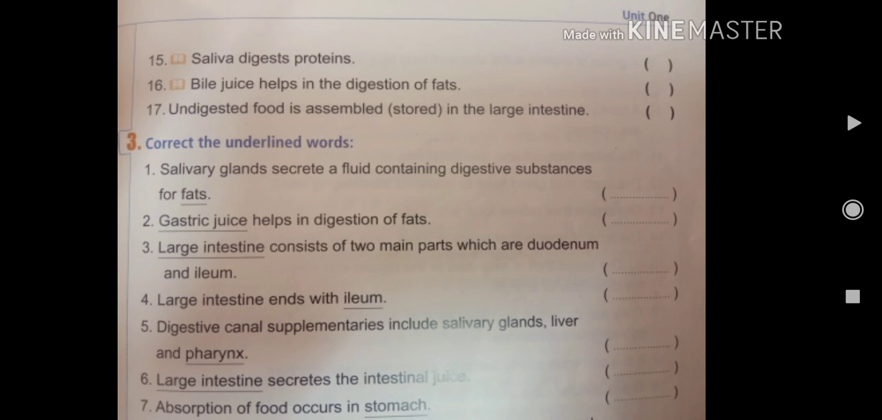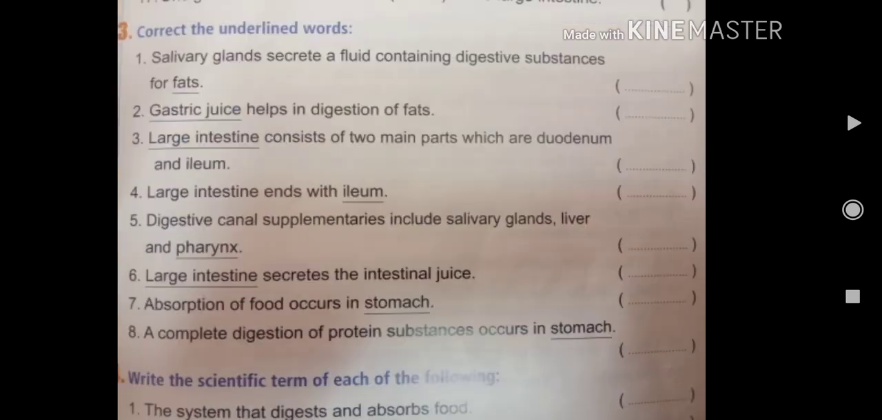Number 7: absorption of food occurs in stomach. We will change stomach by small intestine. Number 8: a complete digestion of protein substances occurs in stomach. No, in the stomach there is incomplete, partial digestion, but a complete digestion happens in the small intestine, or ileum. We can write ileum, okay.